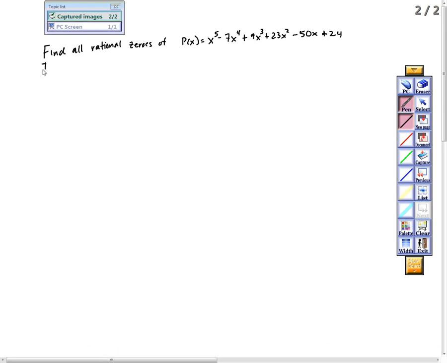So to do so, I have my potential roots, my possible rational zeros. They are going to be the factors of 24 divided by the factors of the coefficient of the leading term, which is 1 in this case. So plus or minus 1, plus or minus 2, plus or minus 3, plus or minus 4, plus or minus 6, plus or minus 8, plus or minus 12, plus or minus 24.